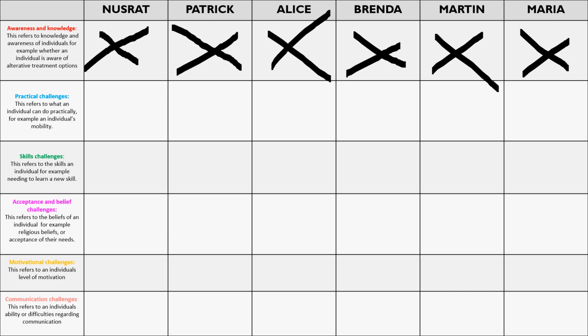Practical challenges, again, do they have any barriers to overcome? So with Nusrat, the main challenge is her living independently. So she may not have the skills to do that. So I'm going to kind of tick 2 off there. So practical challenges that she may not be able to look after herself, live independently, and that could be linked to a lack of skills.